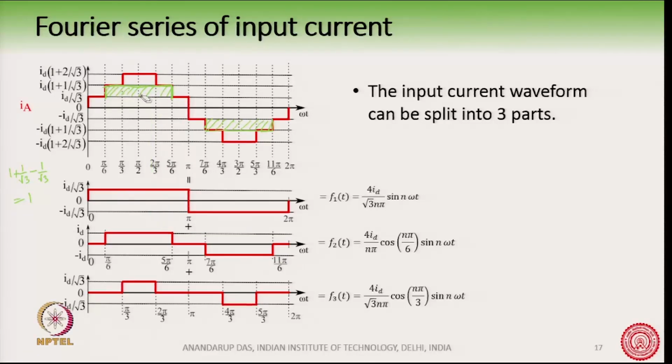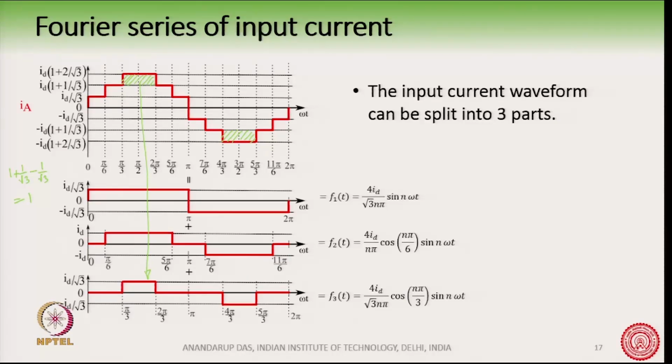What is the third part of the waveform? The third part of the waveform is this part here. This part of the waveform is again drawn here. This is the third part of the waveform, right. So, we can split the whole waveform into 3 parts, and we can quickly apply the formula that we had derived a little bit earlier.